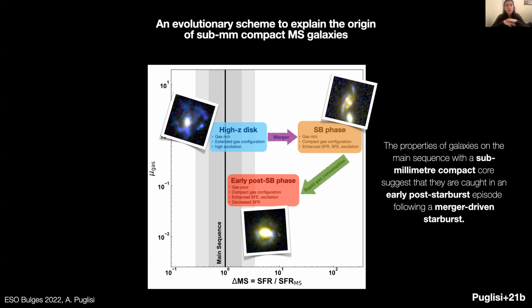So in this context, we believe that sub-millimetre compact galaxies on the main sequence represent the final stage of the sequence and are caught in an early post-starburst phase after the merger-driven starburst episode. At this stage, the galaxy retains the memory of the merger, having a compact gas reservoir and enhanced efficiency and excitation, but has a reduced gas content as a result of the previous starbursting phase.